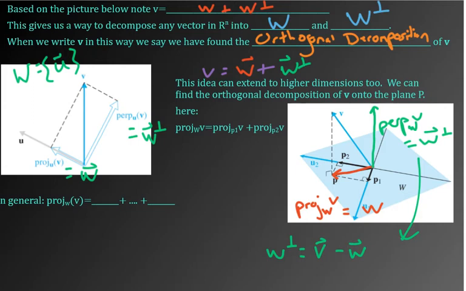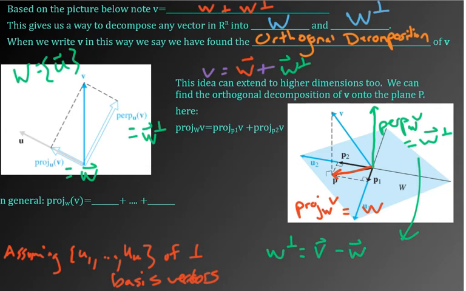If you had, so I guess I should add here, assuming a set like U1 through U sub K of perpendicular basis vectors. Should know how to spell that word by now. You can always just do this same exact argument. The higher dimensional version of this would just be adding together more of these things.